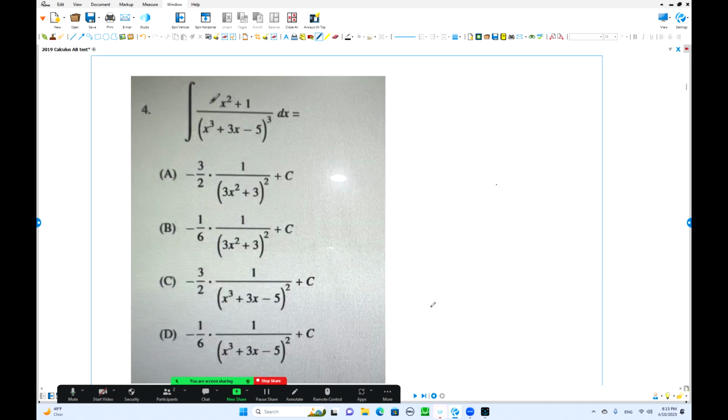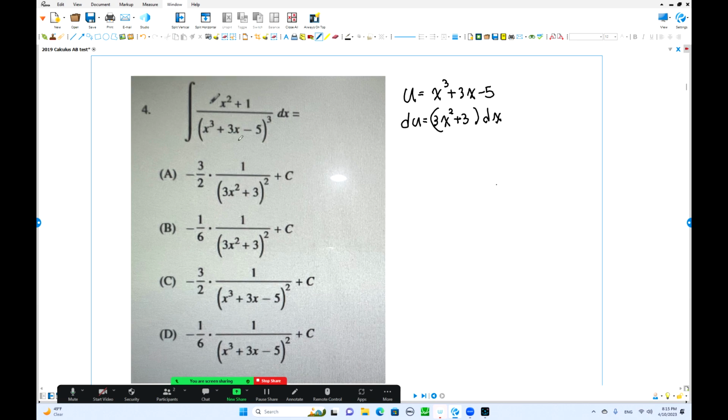Now the next one, number 4, antiderivative again. This one definitely uses substitution. When you take the denominator, x cubed plus 3x minus 5, and take a derivative, you get 3x squared plus 3, right? You get this form, very similar. u equals x cubed plus 3x minus 5. Take a derivative, du equals 3x squared plus 3, and the constant 5 gives 0, times dx.